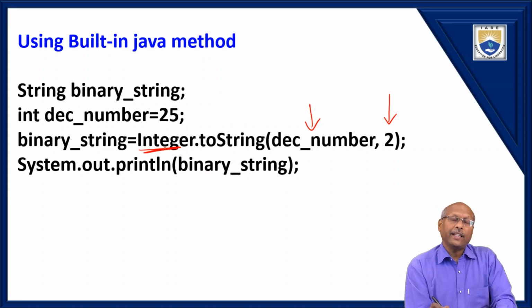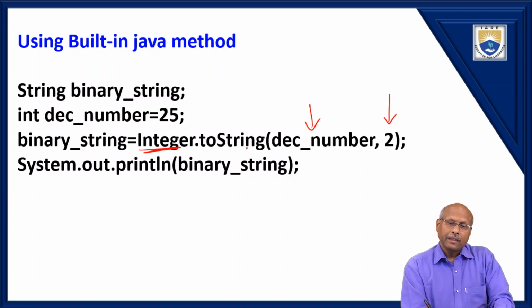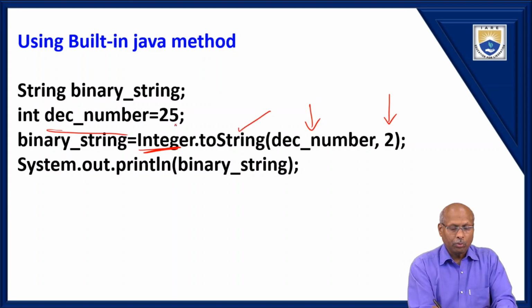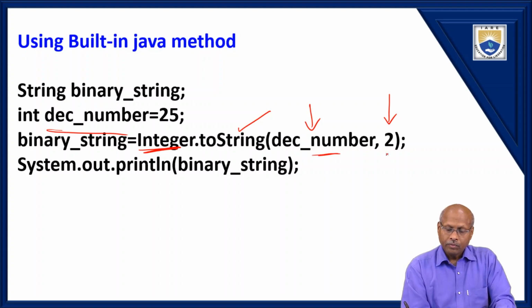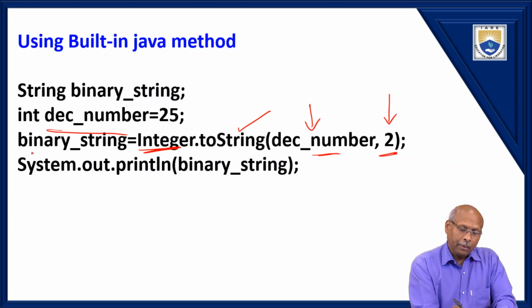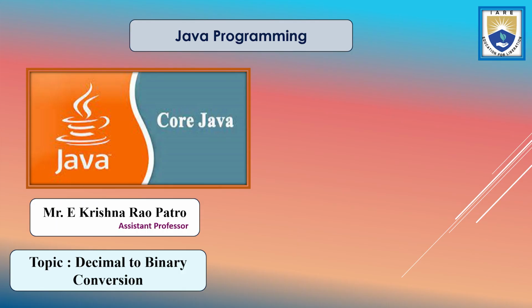Now Integer is a wrapper class. In the wrapper class, these methods are there. You can apply this method. My decimal number is 25. Once you pass 25 and you want its binary equivalent, it will convert into binary. The binary value will be printed here. Now let us write a small program. Now see how to write a program for this.